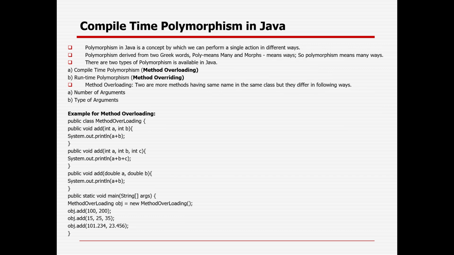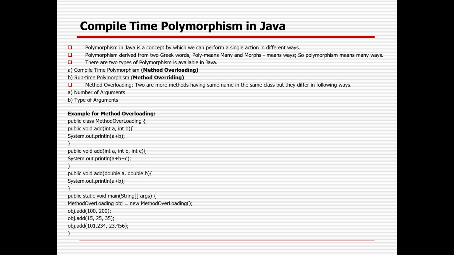Then I will go for one more concept, and then I will take a pause. The next one is polymorphism. That is another OOPS concept of Java. Polymorphism in Java is a concept by which a user can perform a single action in different ways. Polymorphism is derived from Greek words. Poly means many and morphs means ways. So polymorphism means multiple ways or many ways.